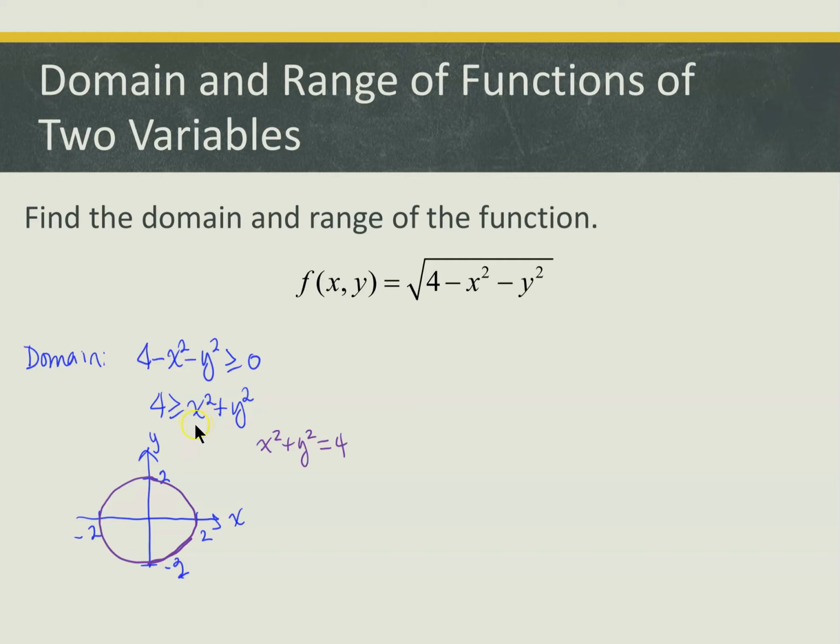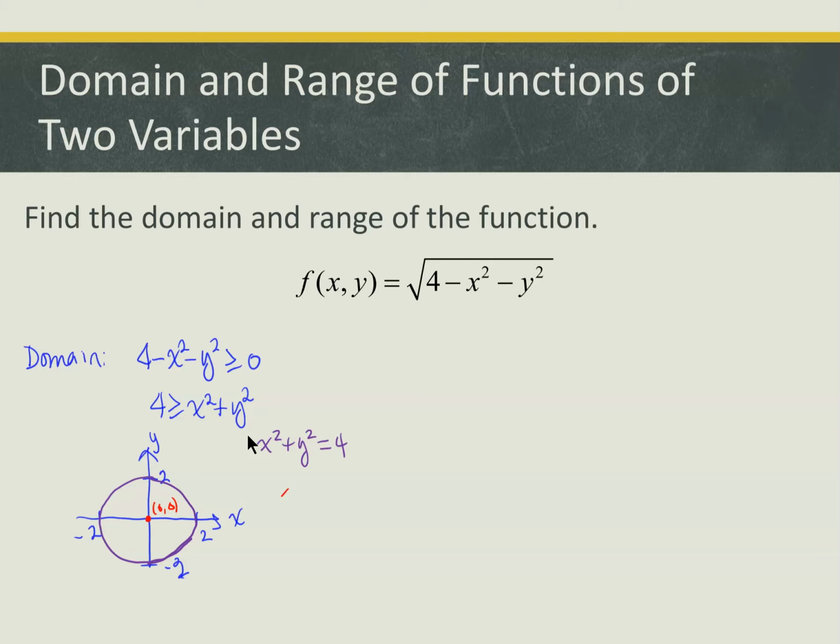Now, the question is, how do we deal with this 4 is greater than x squared plus y squared? Well, that circle divides the plane into two parts, the inside of the circle and the outside of the circle. So we test points to see whether the inside of the circle satisfies the inequality or the outside of the circle satisfies the inequality. So let's start with something easy on the inside, like maybe the origin.